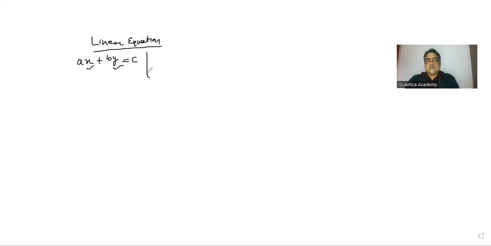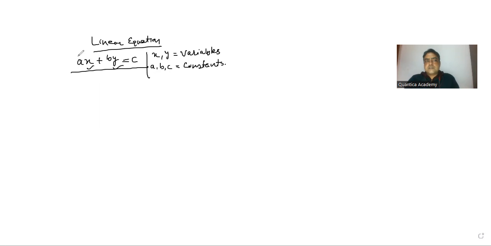So in this equation, there are two components. One is x and y, that is, variables, and there are a, b, and c. a, b, and c are constants. So this is the standard definition of a linear equation.